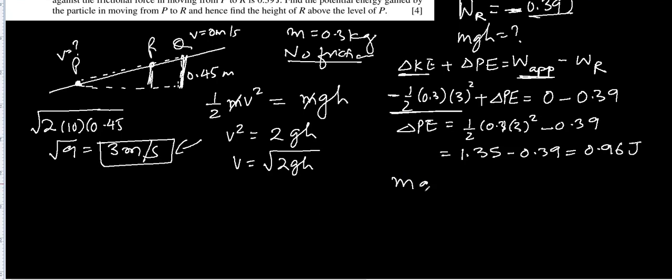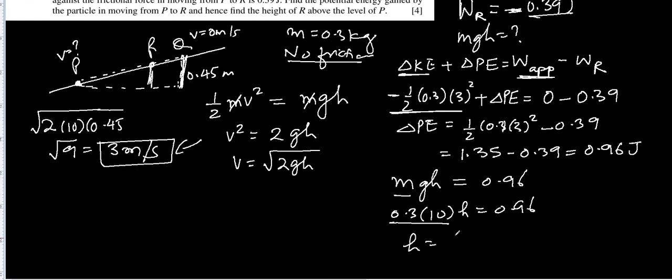We know potential energy mgh is 0.96 joules. So m is 0.3, g is 10, h is h, and the product equals 0.96. And this becomes 3. So h equals 0.96 divided by 3, which is 0.32 meters, and that makes sense. It is less than 0.45. So this is the height it gained.